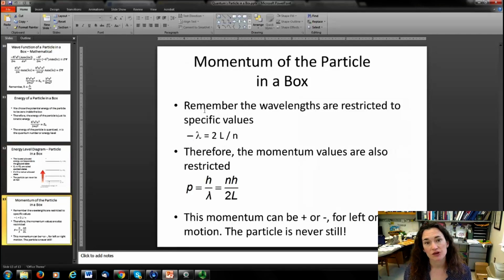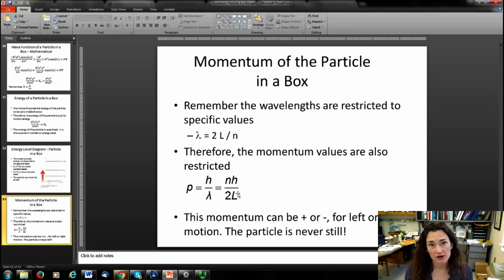Now also remember that our wavelengths are restricted to specific values, that lambda is equal to 2L over n, where n is our energy level or quantum number. Therefore, if we plug into the equation for the de Broglie wavelength, lambda is equal to h over p, and we rearrange and solve for our momentum p, being h over lambda, then we can solve for what the momentum values are. So when we plug that in, we get p is equal to nh over 2L.